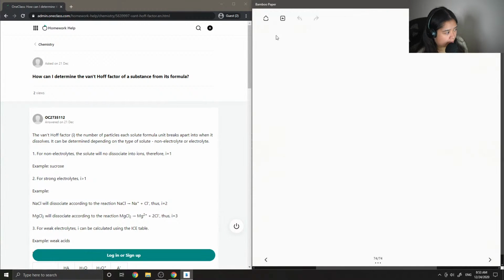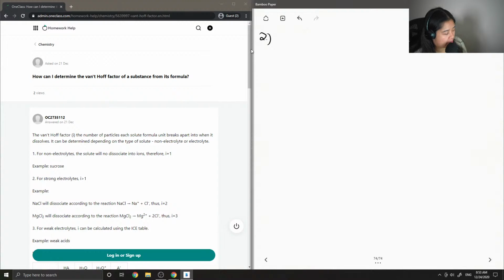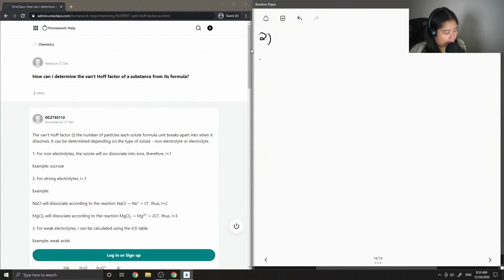Okay, so on to question 2. How can I determine the Van 't Hoff factor of a substance from its formula? First I'll write down the definition of the Van 't Hoff factor, which can be denoted as i.